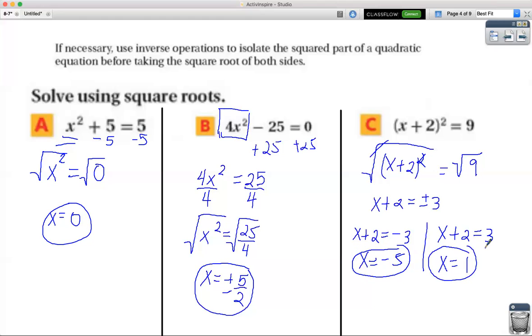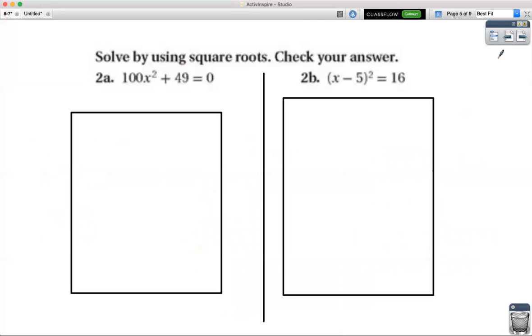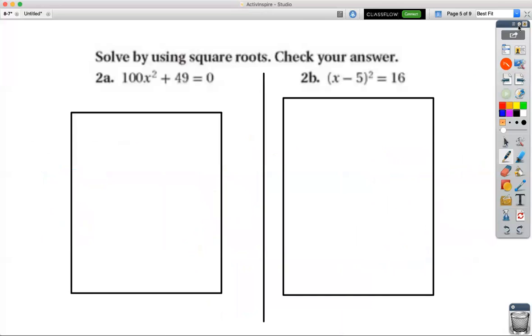All right? So at times you will have to do this. You will have to create the two cases and actually find the two possible answers, all right? So on the next page, you'll have an opportunity to try two examples out. So go ahead and pause the video at this point. Give yourself time to work on the following problems.